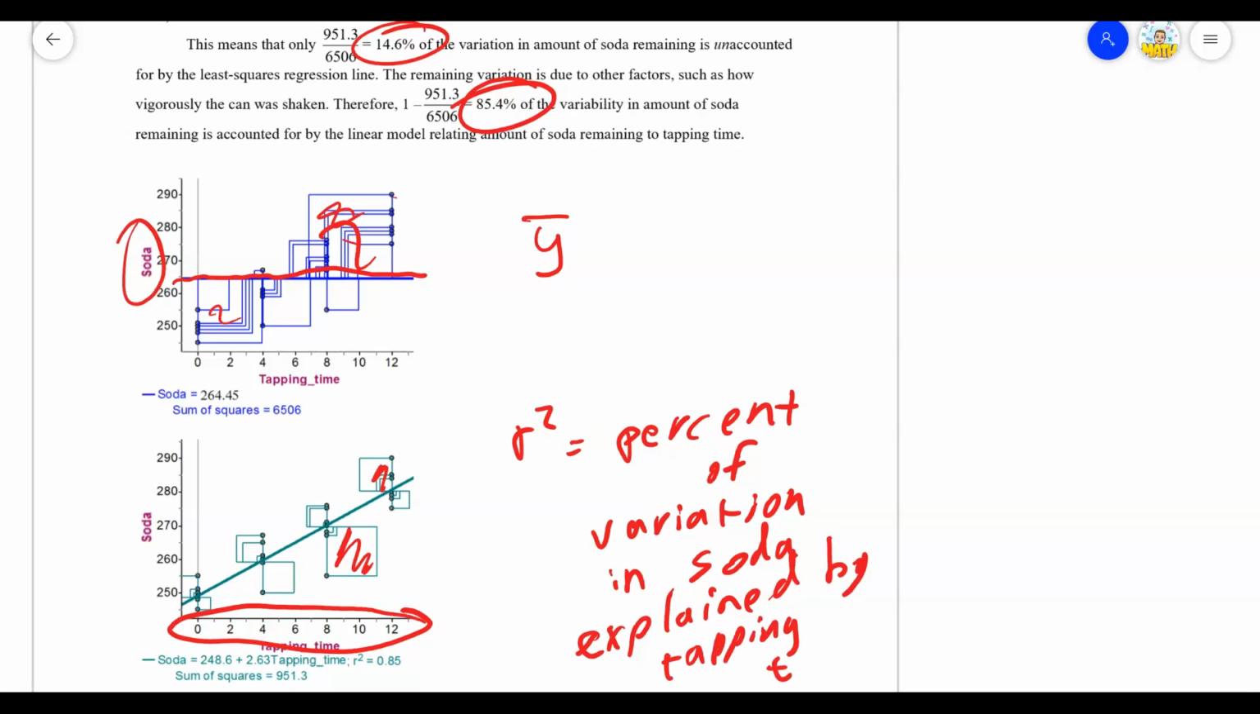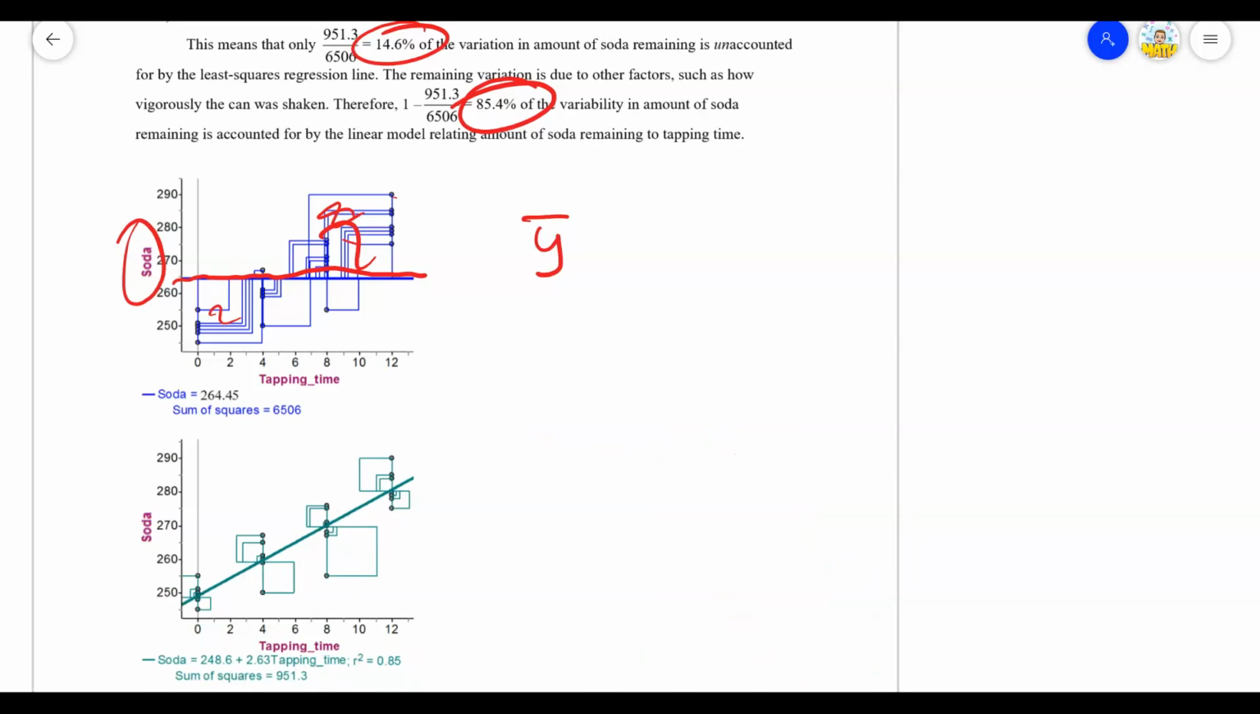Okay, and that is another definition that we have to commit to memory. What does R squared mean? How do we interpret it? It's not enough to just say it's 85.4% or it's 0.854. We want to say that 85.4% of the change in the amount of soda that's left is explained by tapping time. We want to avoid at all costs thinking that this is some kind of percent reliability of the line.